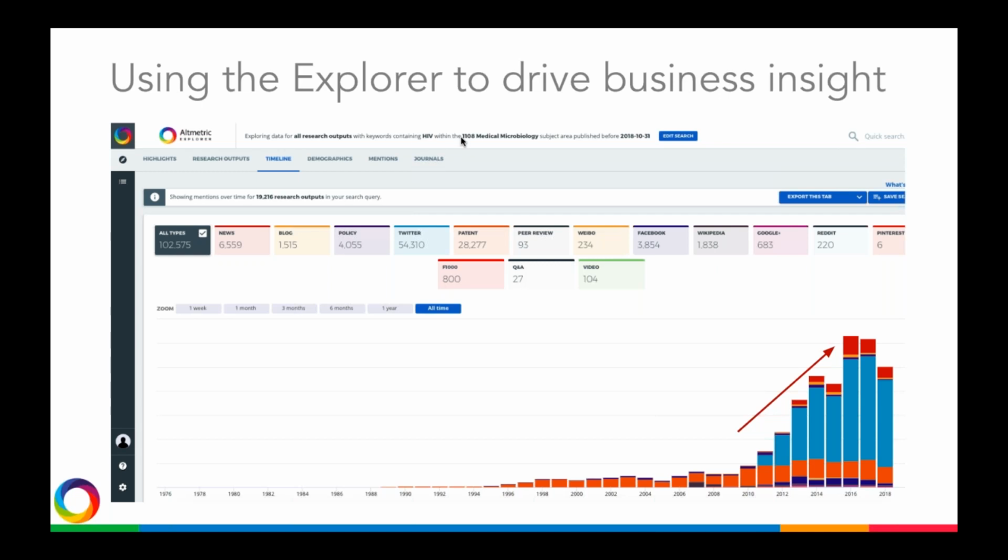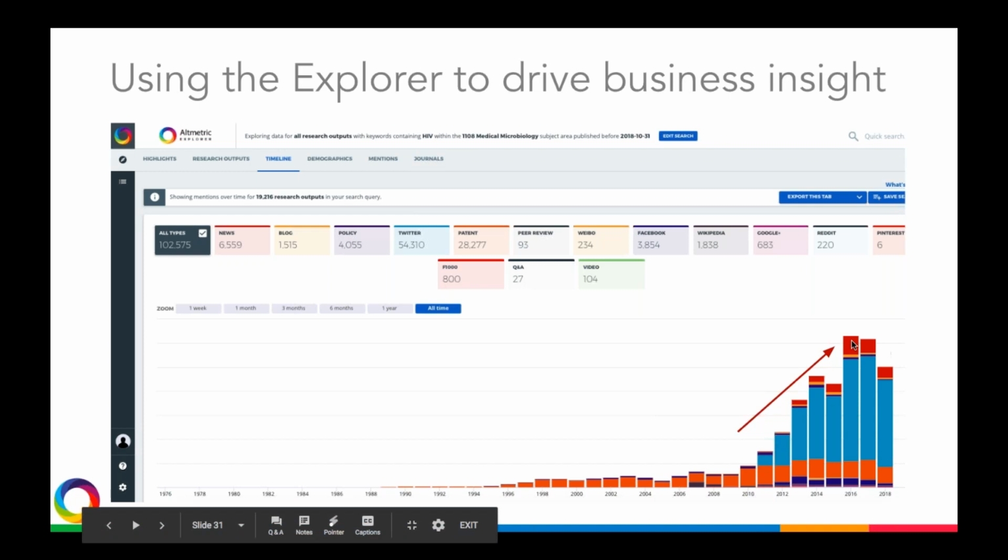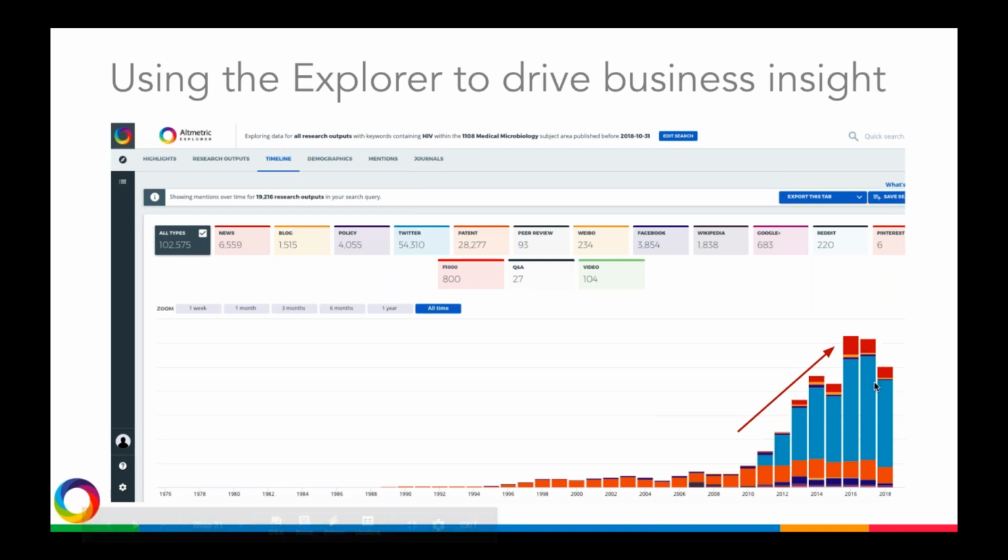What's going on with HIV? Is this a field that's still getting enough attention to make it relevant? Now, attention is still pretty strong. It's gone down a little bit. I mean, it doesn't have a full year for 2018, but even tracking, 2016 was the peak, then it went down a little further.